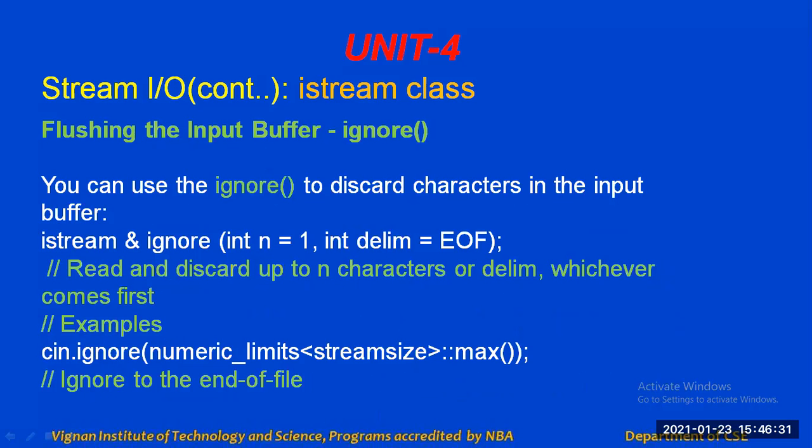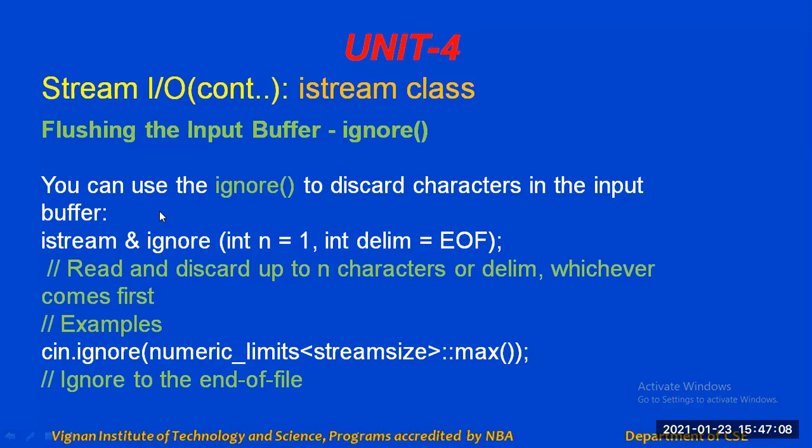Next comes flushing the input buffer, like how we can flush the output buffer. You know already that flushing is nothing but clearing the input stream of any data. That can be done in the iStream class. We have the ignore function, which supports the flushing operation. The ignore function will discard characters in the input buffer. Suppose any characters were previously entered into the input stream or input buffer, they can be removed by using the ignore function.